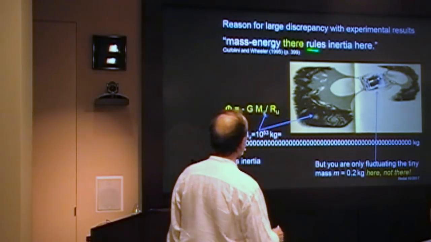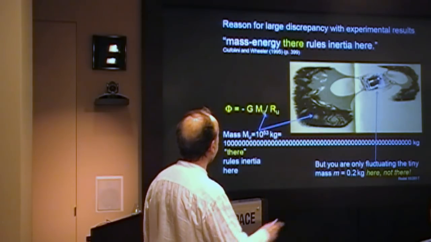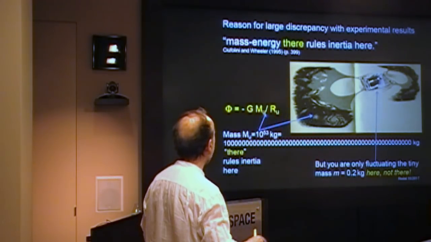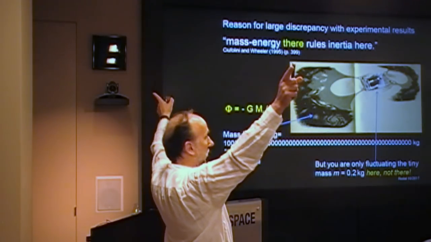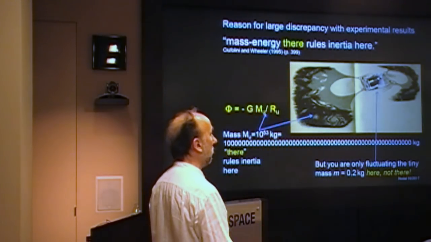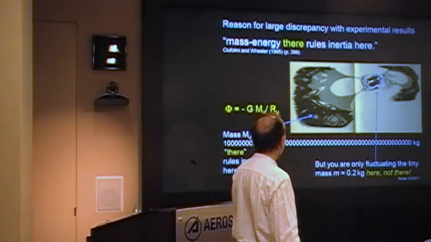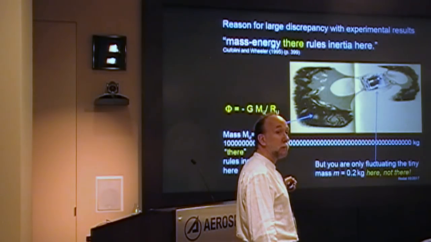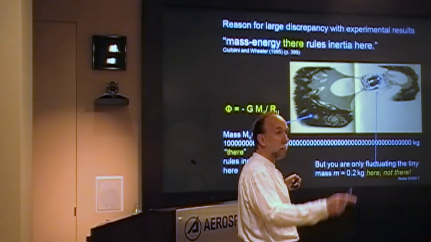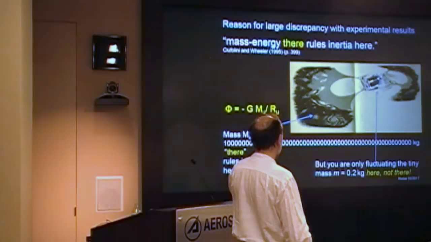So the reason for the large discrepancy with experimental results, I say, is that mass energy there rules inertia here, and you are not fluctuating the mass energy there. You are fluctuating the mass energy here, which is extremely small. And that is the reason why the experiments, including the older electromagnetic experiments that Martin looked at, were giving forces that are much, much smaller.